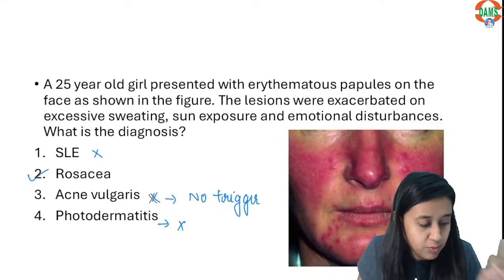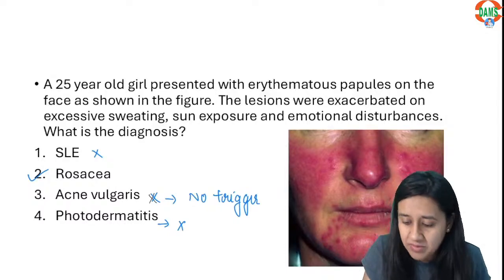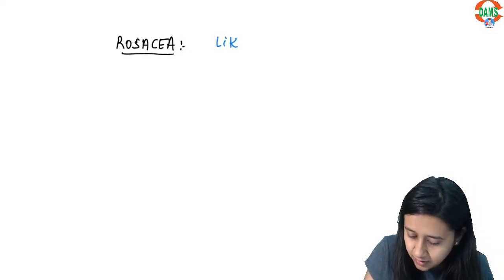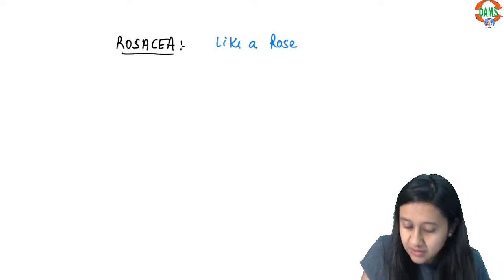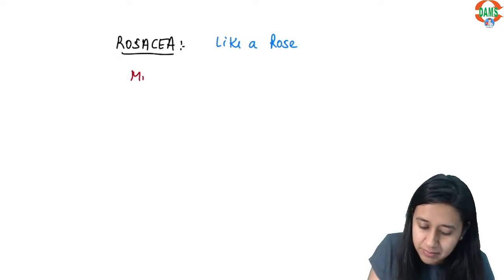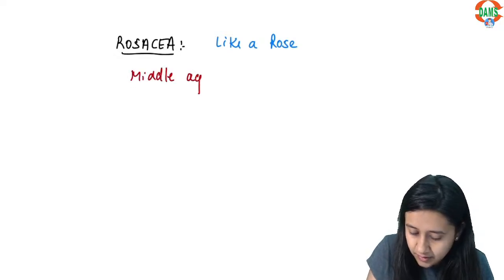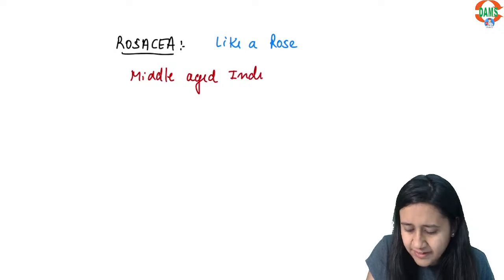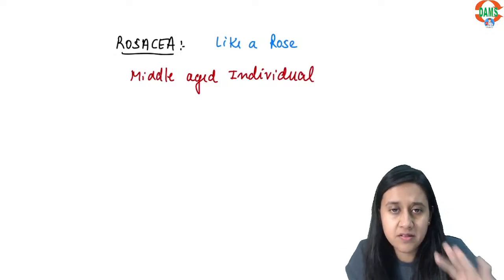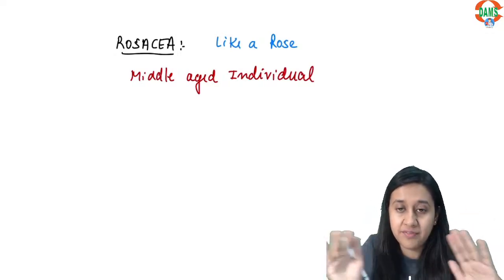Now, this is a very, very important condition known as rosacea. Just a few quick descriptions I want to give about rosacea. What is rosacea? As the name suggests, rosacea means like a rose, when the patient's face turns red like a rose. Now, who are these individuals? These are middle-aged individuals who look very normal. In general, on a daily basis, their skin appears very normal.